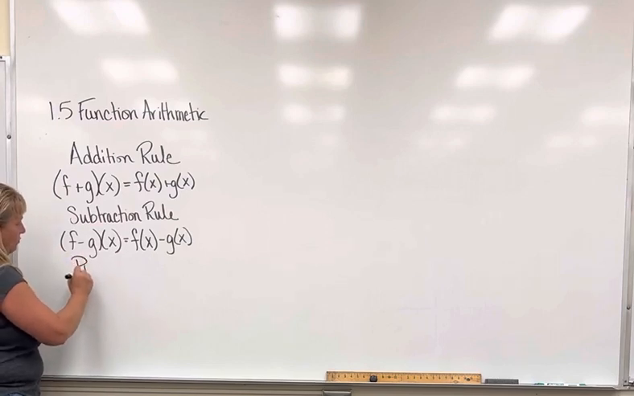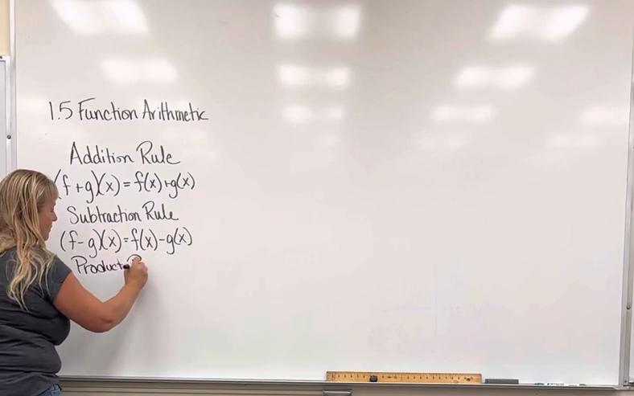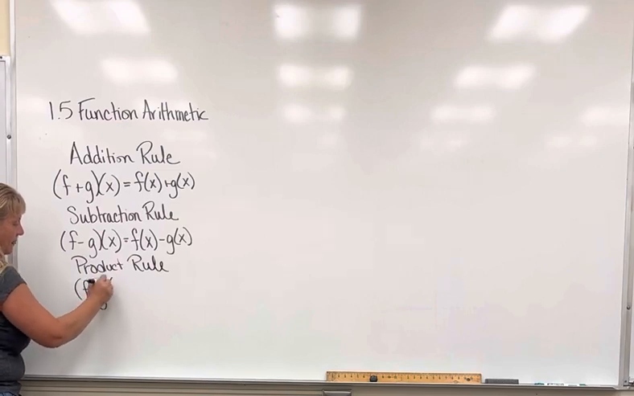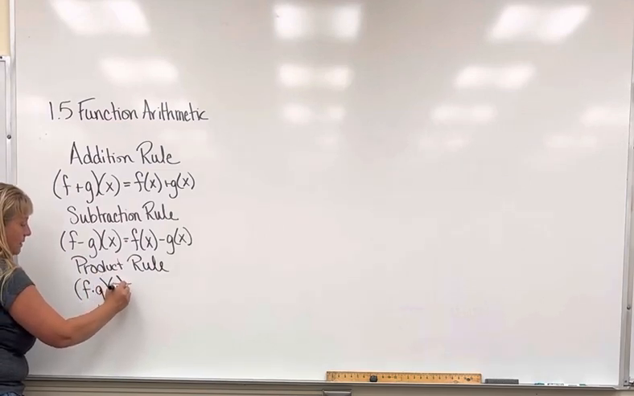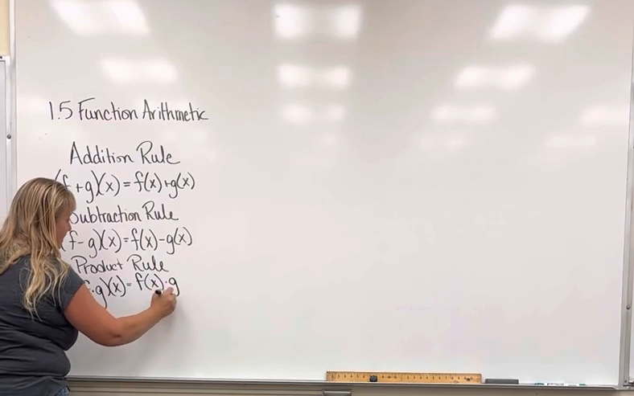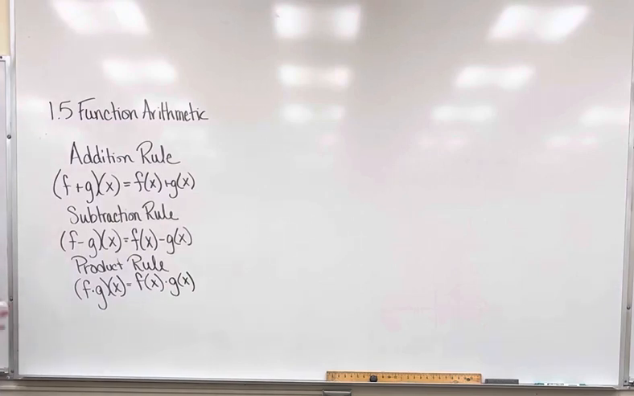Then we have the product rule. This one looks like, if you have f times g of x, well, this is f of x times g of x. So you can multiply two functions together, okay?